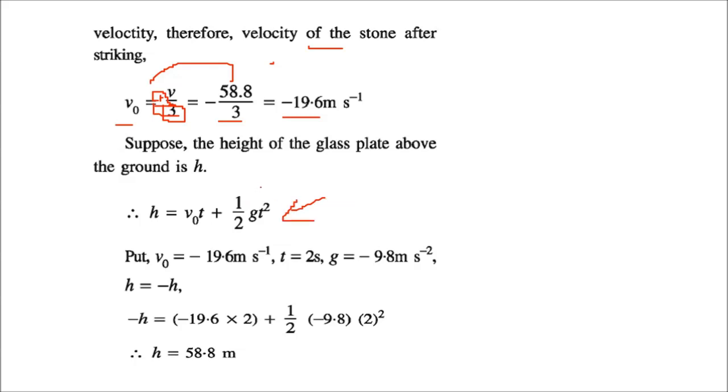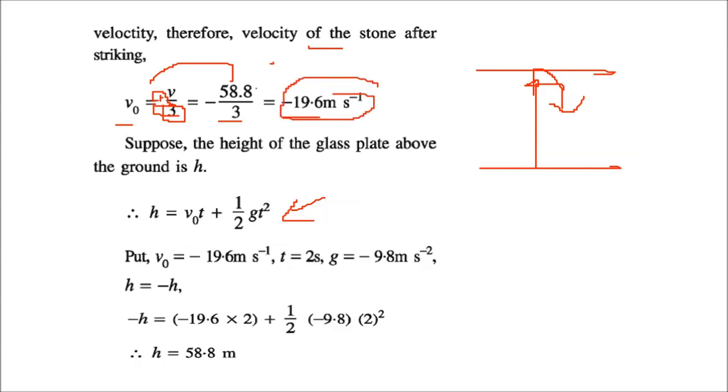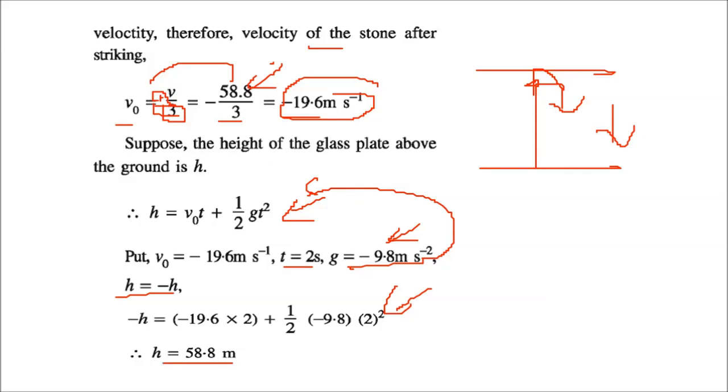The height of the glass plate above the ground, that means it is being thrown like this. So this is the glass plate. After this it reduces by 2 by 3 and then is going to come back or wherever it goes. So h equal to v0t plus half gt square. v0 we just found out to be 1/3 of this velocity. The time is 2 seconds as given in the question. Gravity will always be on this side. But h equal to minus h. Why? Because the height is in the opposite direction. So minus h, if we take minus as this one, height has to be taken also in negative. So let us put all this in this equation. We get h equal to 58.8 meter.